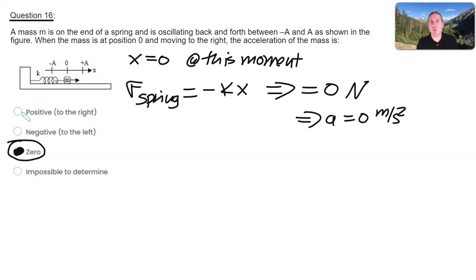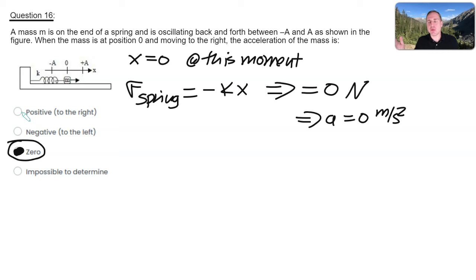Now you may say, why does the object keep moving through the equilibrium position right in the middle? Because it has inertia, because it has velocity, because it has kinetic energy. So the only reason the mass keeps passing through the equilibrium position is due to Newton's first law, inertia. But it doesn't have a force on it at the moment.